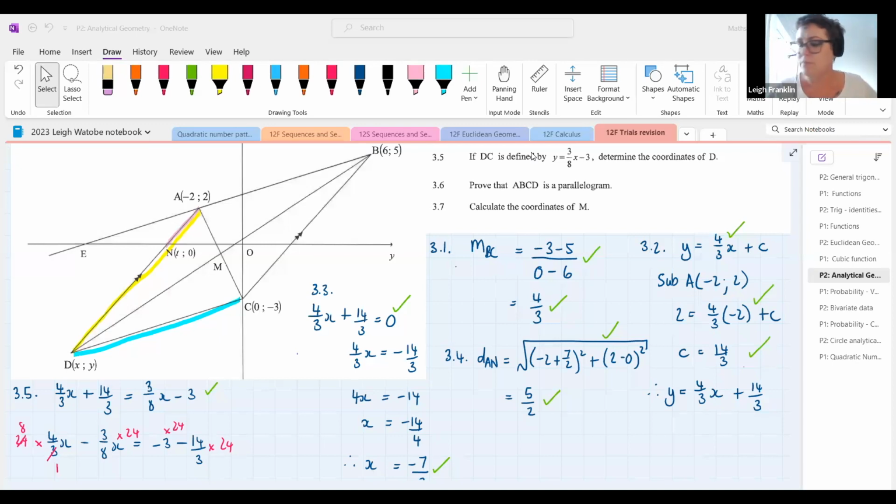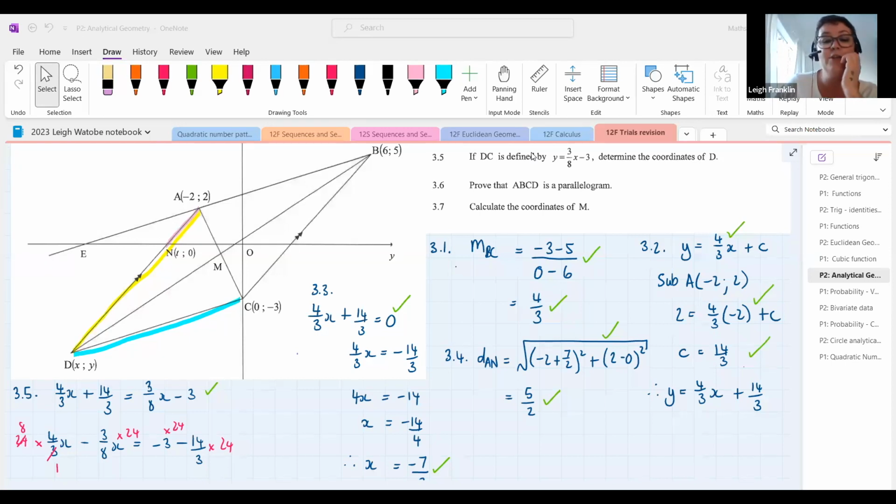So yeah, I suppose what we could do then, if we knew that AD equals DC, we could work with distance formula and the equation of a straight line, I suppose. But no, they wanted you to use the two equations here, okay, because we don't know that AD equals DC.